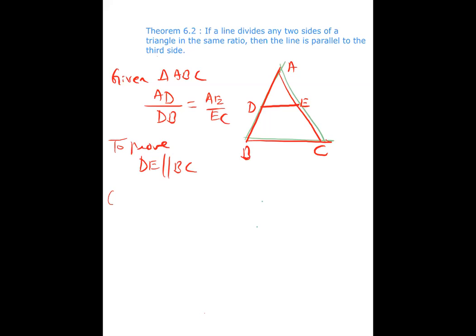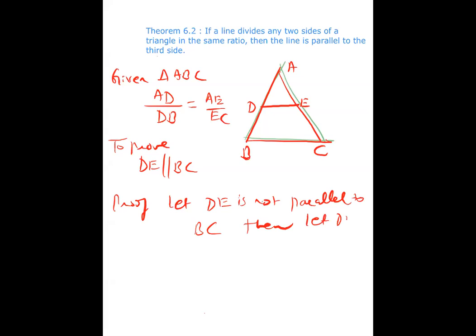Now for the construction, we are doing the proof by contradiction. We assume that DE is not parallel to BC. Then there must be some other line which is parallel to BC. Then let DE dash be parallel to BC. So you draw DE dash.